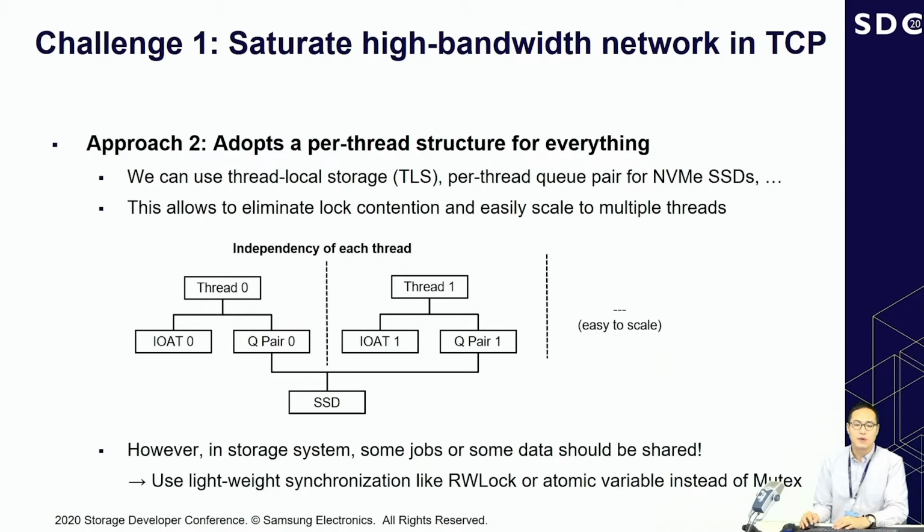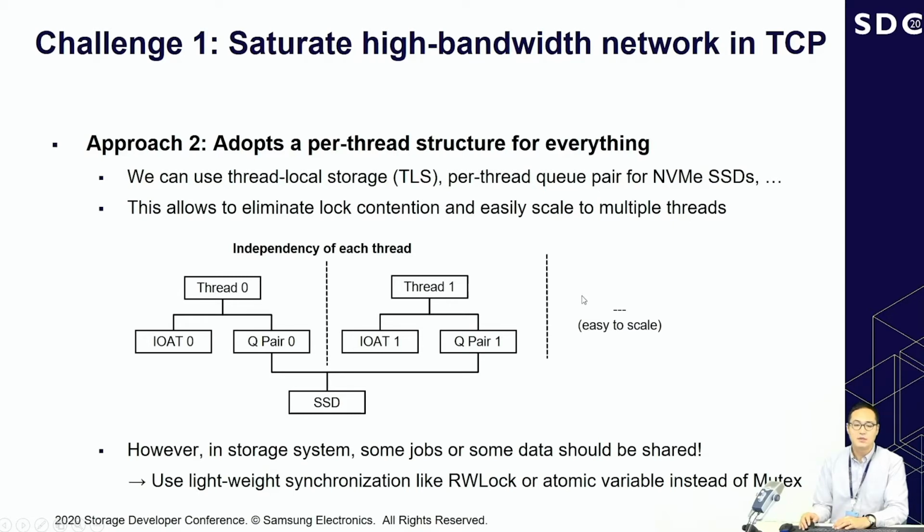And in order to eliminate lock contention and easily scale to multiple threads, we adopt a per-thread structure for everything. For this, we use thread local storage and per-thread queue pairs for NVMe SSDs, and so on. In this figure, as you can see, each thread has its own resources such as IOAT and queue pair for NVMe, so that it can easily scale.